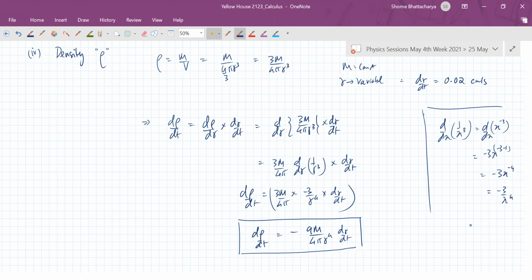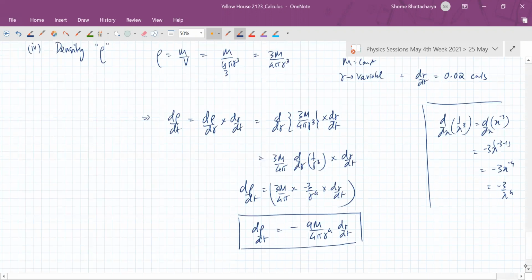Yes, depending on the options, of course, you can convert, right? Yes. So there's nothing wrong if you write in kg per centimeter cube also, but generally the options will be either CGS or SI. Right? Yes. So now let's substitute the value.